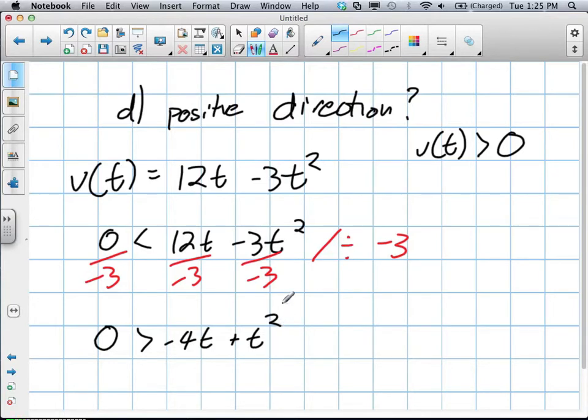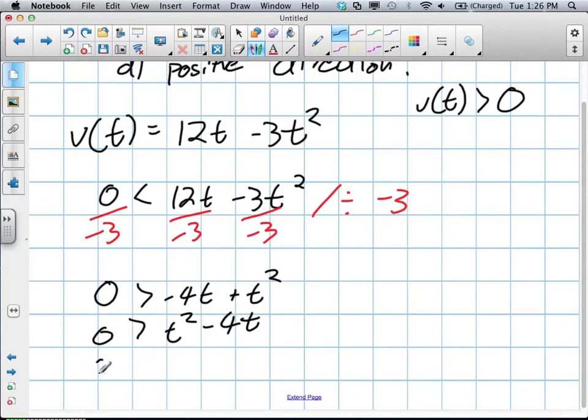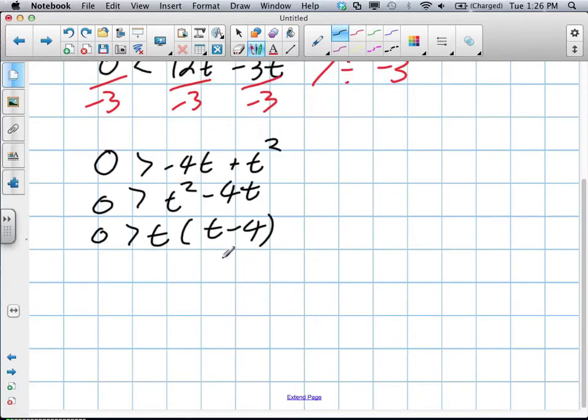Okay? What we can do now is rearrange this so we have t squared minus 4t, a little nicer to look at, or what we're used to. I'm going to factor out t, and we're left with t times t minus 4. So, these are the options. Okay? This means there's two options when t is greater than 0. Okay? T is greater than 0 at what points?